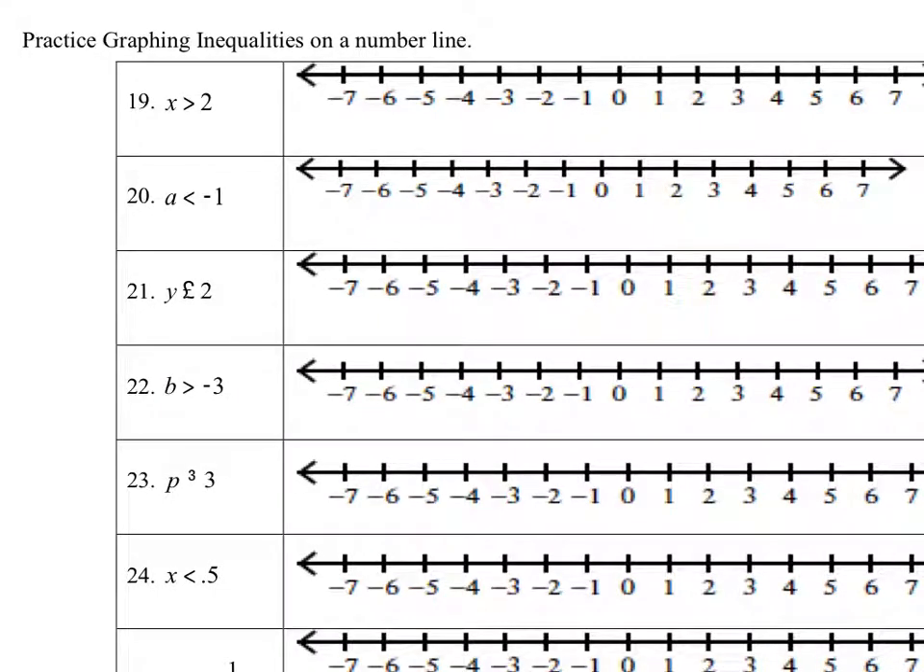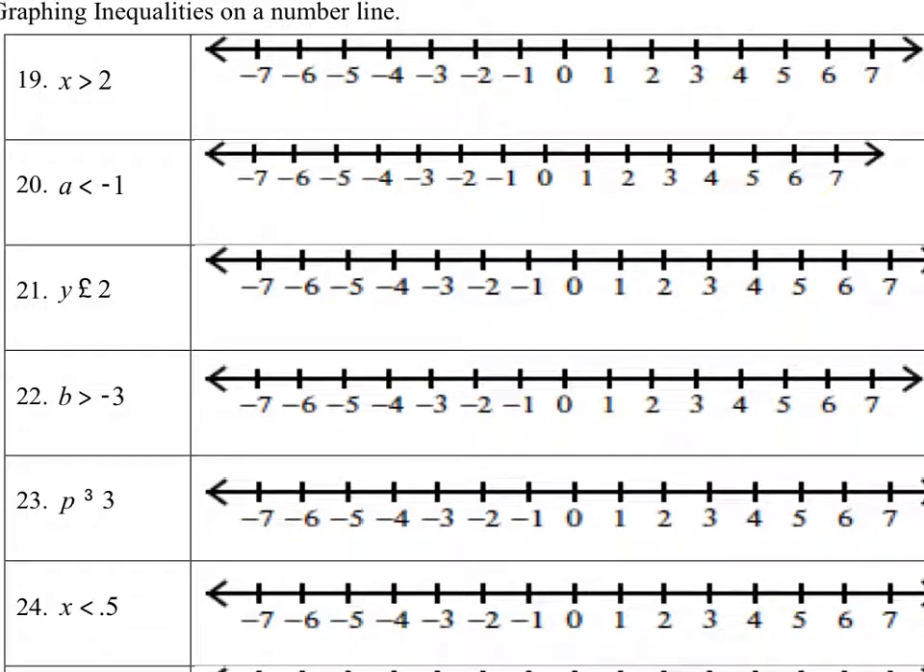So we'll practice graphing these inequalities, starting with 19, x is less than 2. So at 2, open or closed circle? It's open, very good. And it's eating the x, so it goes to the right. Right, very good. So that's the graph for number 19.